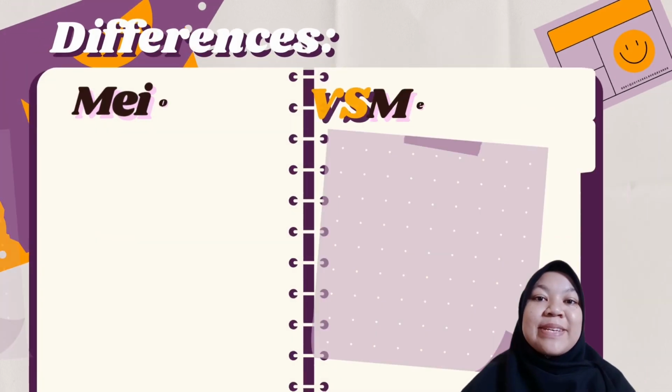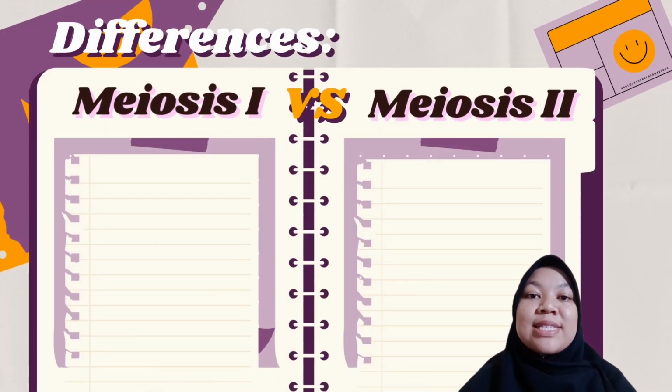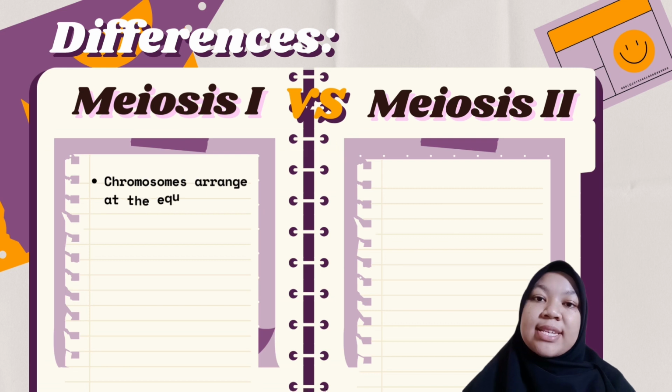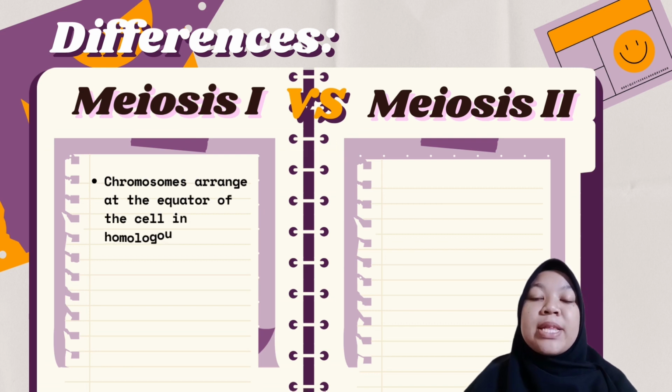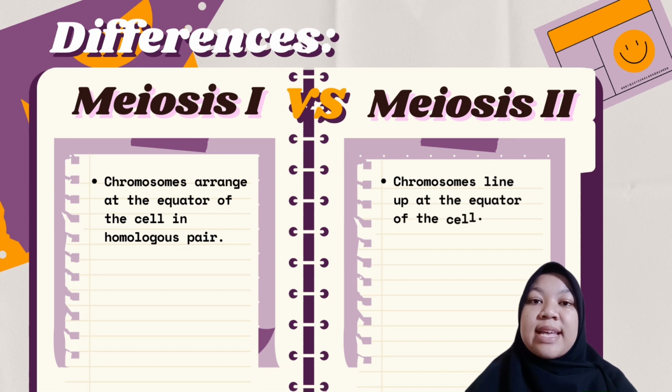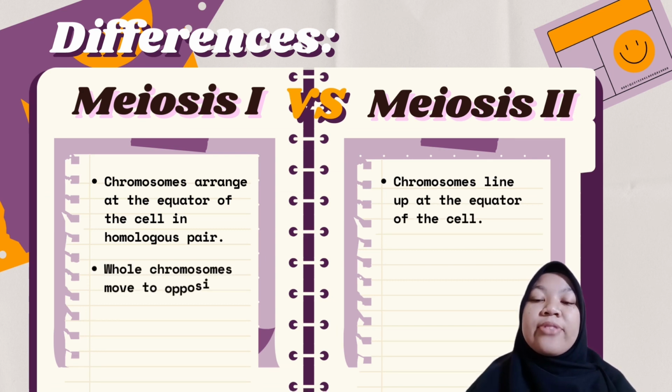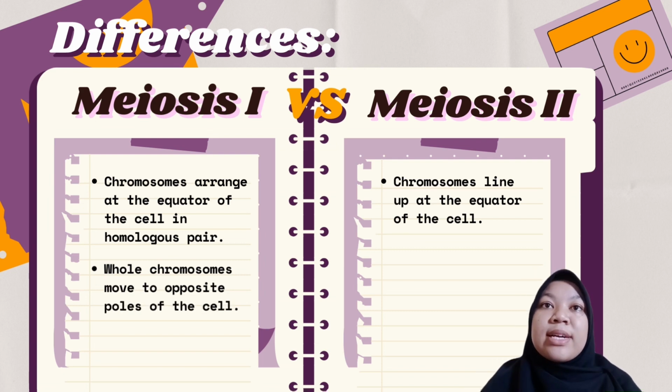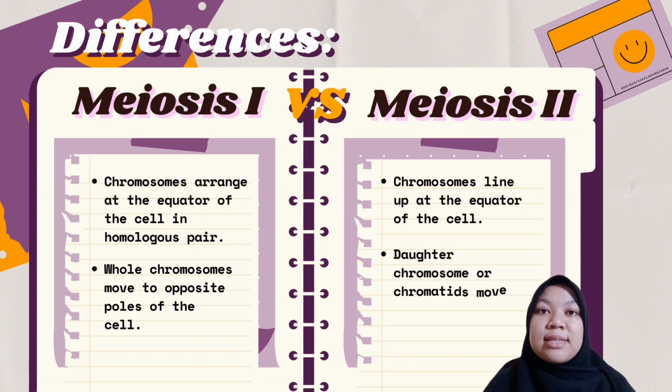The differences between meiosis 1 and meiosis 2. For meiosis 1, chromosomes are arranged at the equator of the cell in homologous pairs. Meanwhile, in meiosis 2, chromosomes line up at the equator of the cell. Whole chromosomes move to opposite poles of the cell in meiosis 1. Meanwhile, in meiosis 2, daughter chromosomes or chromatids move to opposite poles of the cell.